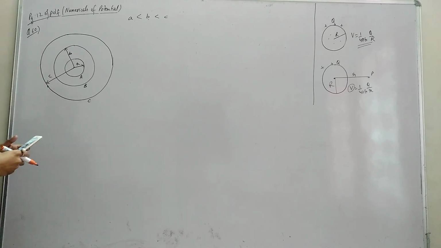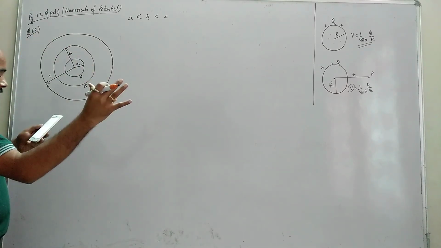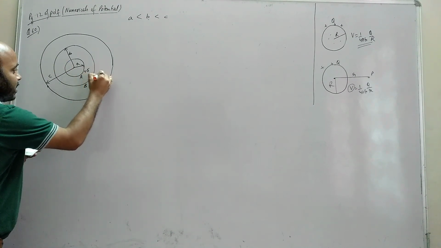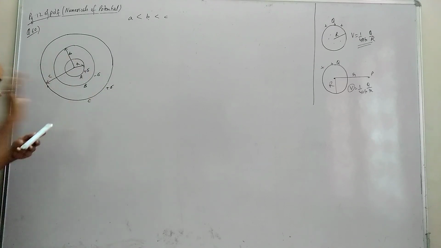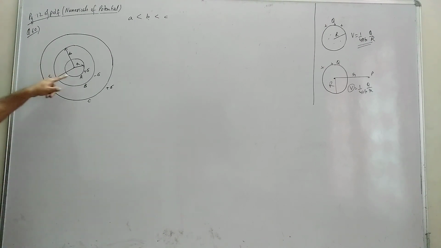Now, each shell has some surface density. It is given: capital A, capital B, capital C have surface densities plus sigma, minus sigma, plus sigma, again in a particular order. You cannot write randomly anywhere. Okay, class. Now they told you to find the potential at A, potential at B, and potential at C.